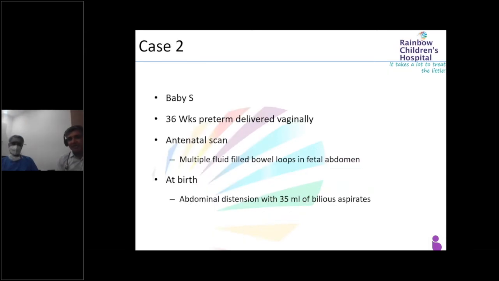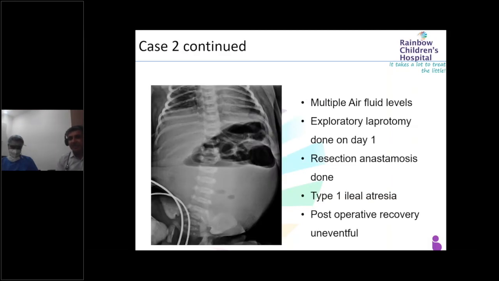A similar case presented to us 1 month back. In this baby, the case was diagnosed antenatally. On antenatal scan, multiple fluid-filled bowel loops were seen. After vaginal delivery, the baby had distension at the time of birth, and when we aspirated, there was 35 ml of bilious aspirate. On X-ray, we saw multiple air fluid levels. On laparotomy, again, there was type 1 ileal atresia. Again, resection anastomosis was done and the baby recovered in 5 to 7 days.